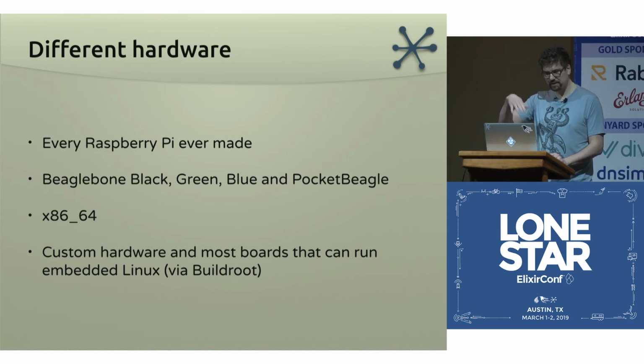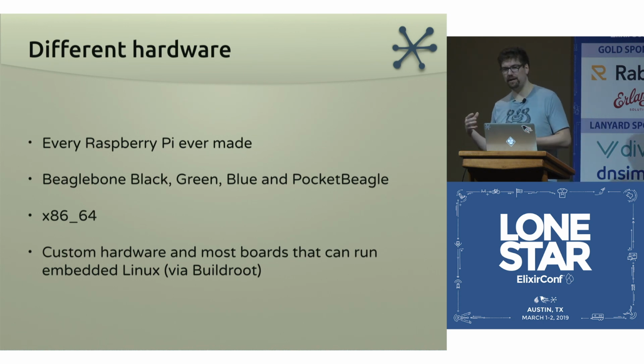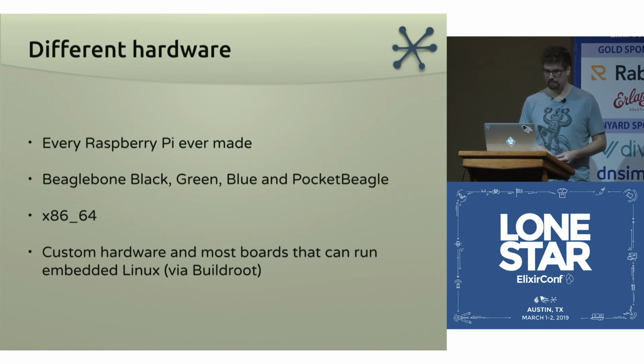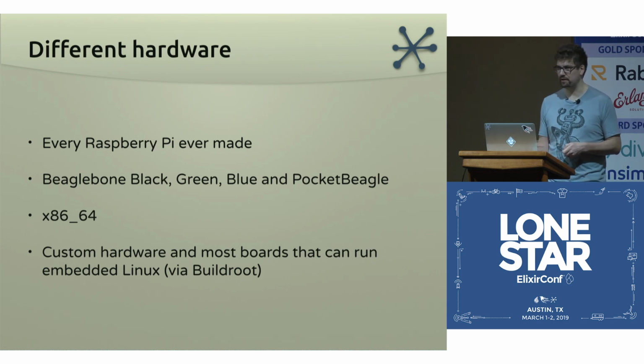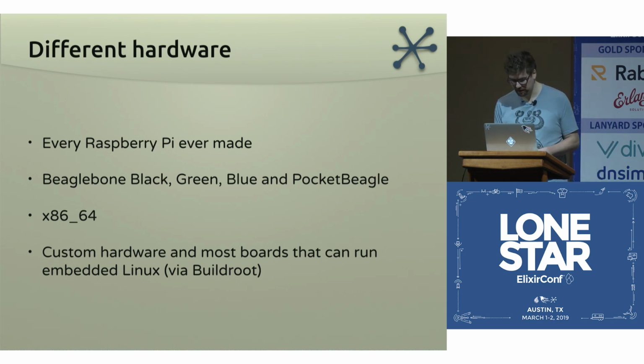Yeah, but this list isn't all of it. Nerves uses Buildroot under the hood, which is a package that allows us to cross-compile a lot of things out of the box. It's got a lot of great support for additional embedded Linux hardware. So just because it's not on this short slide doesn't mean that you can't run Nerves on it. If you have questions, you can definitely reach out to us, and we can help you figure that out.